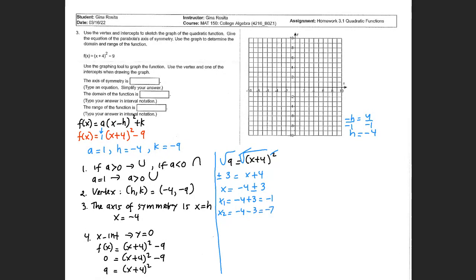So you have the points. The first point is negative 1, 0. The second one is negative 7, 0. Okay. So now we find the fifth step.